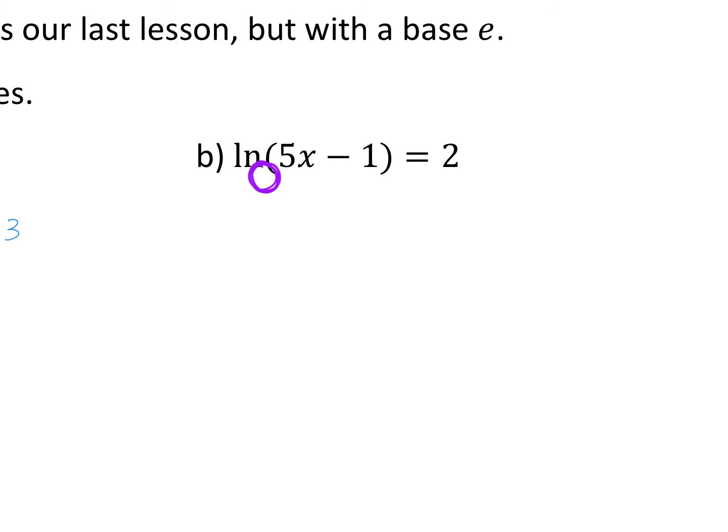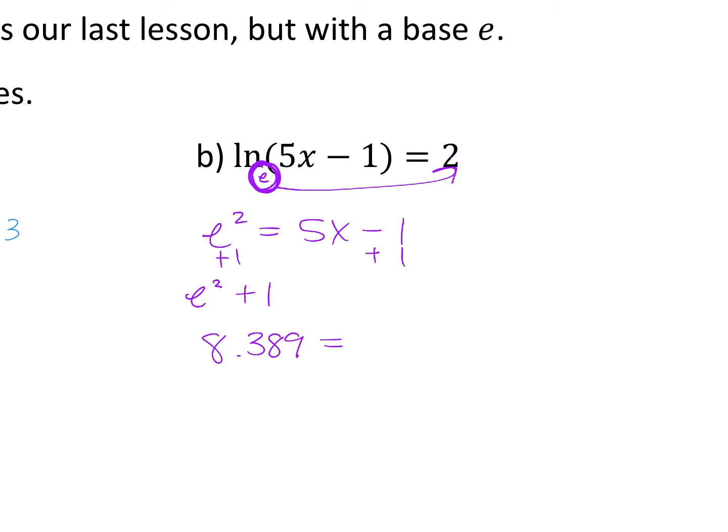What'd you get? 1.678. Yeah, so this is an e, right? So e to the second power equals 5x minus 1. If you want to calculate e to the second right now, you can. I typically just plug the whole thing in my calculator. You would have to add 1, right? So e to the second plus 1. Maybe just hit enter there. So e to the second power plus 1 is 8.389 equals 5x. And then we'll divide by 5.